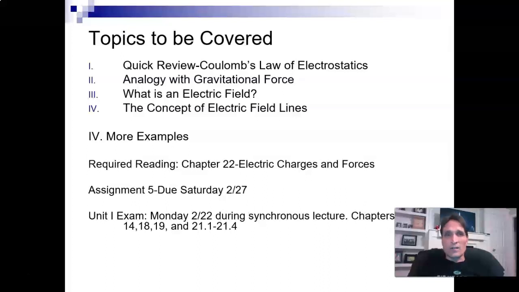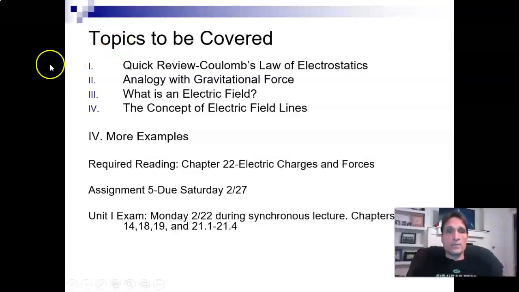In all honesty, I don't know why the author doesn't just put this in a separate chapter and start it then, but anyway. So let's start off with a quick review of electrostatics and Coulomb's law.